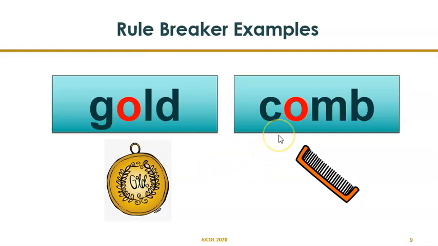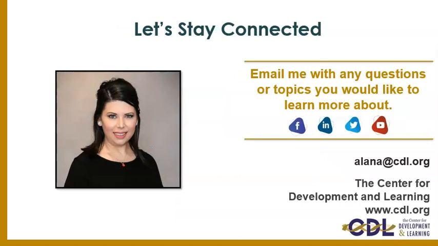Our next example is comb. The letter O is the vowel. It ends with two consonants. So the letter O is going to make the long O sound. Comb. I hope you enjoyed today's mini literacy lesson talking about vowel I and O and how they sometimes can break rules.